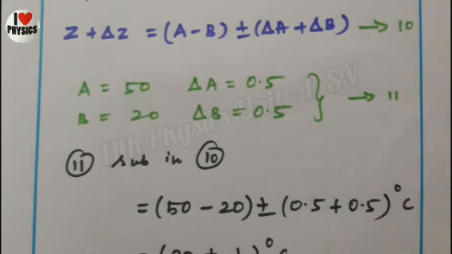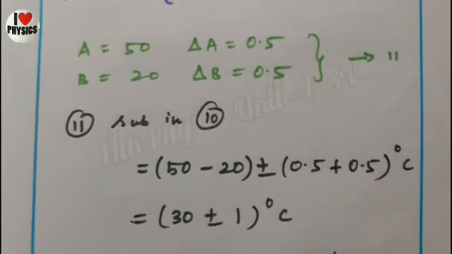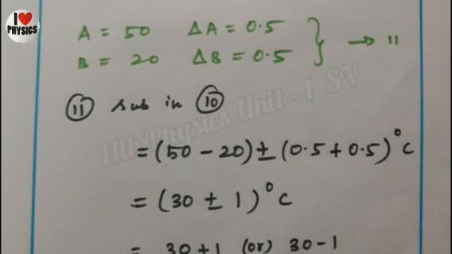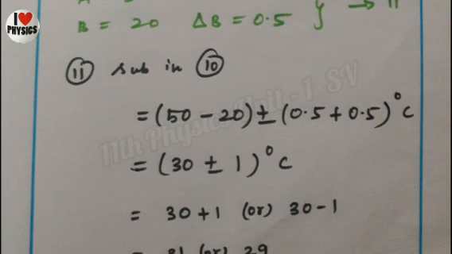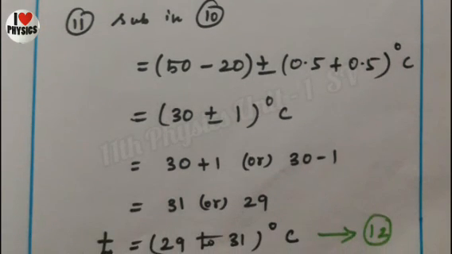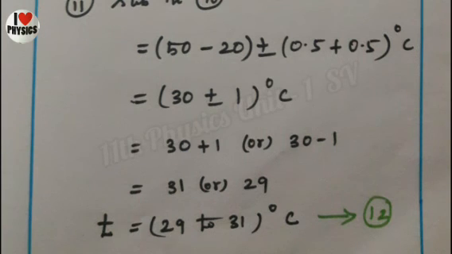Equation 11 substituted in 10. So Z plus or minus del Z equals 50 minus 20 plus or minus 0.5 plus 0.5 degree Celsius. Therefore, 30 plus or minus 1 degree Celsius. That means 30 plus 1 or 30 minus 1, so 31 or 29. So approximately the temperature difference is 29 to 31 degree Celsius. This is equation number 12.